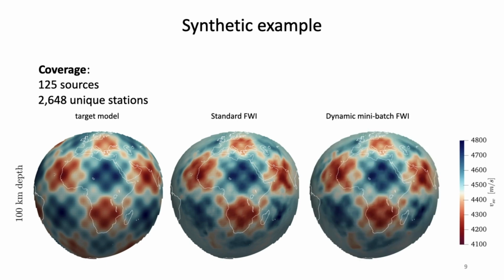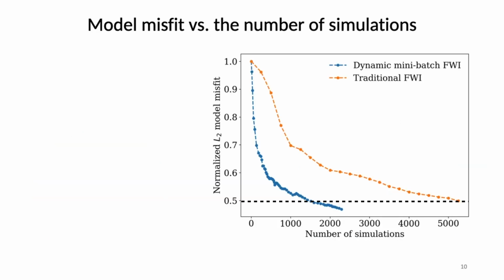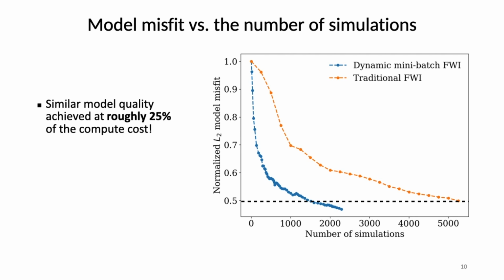This is the recovery using the dynamic minibatch approach. They are basically the same, with one major difference. Over 5,000 simulations were required for the standard approach, while only 1,500 simulations were required for the dynamic minibatch approach. The following curve shows how the models converge as a function of simulation cost. The y-axis shows the L2 misfit of the model parameters, and the x-axis shows the number of simulations that were required to obtain a model. A model of similar quality is recovered at roughly 25% of the cost in this example.